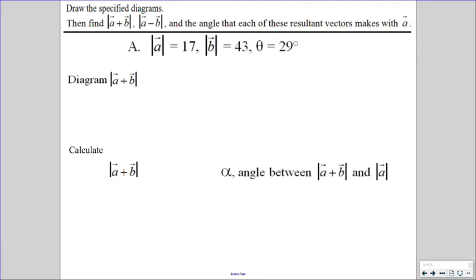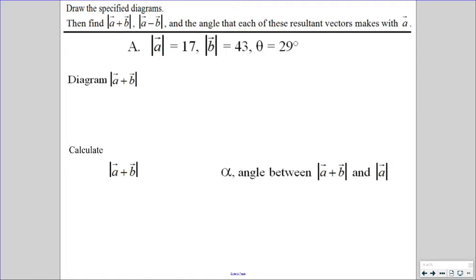All right, we are on page 2 of the note packet. That's where we're starting today. I'm going to walk through example A, and then I will have you pause the video and try example B, and then I'll put the answer up, and then we'll get on to page 3. So here's the situation. Vector A's magnitude is 17, vector B's magnitude is 43, and the angle between them, theta, is 29 degrees. And we want to find the sum of A plus B and then the difference of A minus B.